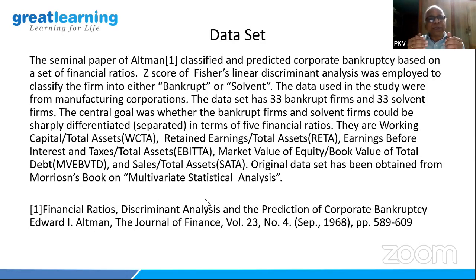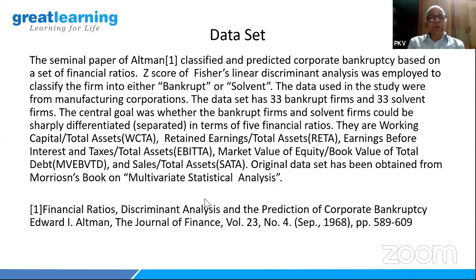So Altman was the first who wrote a classic paper using the Z score; I have given the reference. I could pick up the data from Morrison's book and enter it in Excel, and then I converted it to a CSV file. There are 33 companies which are bankrupt, and Altman took 33 companies which are solvent. Equal samples he has taken, but unequal is also possible. The goal was to see whether the bankrupt firms and solvent firms could be sharply differentiated or separated in terms of the critical financial ratios Altman took.